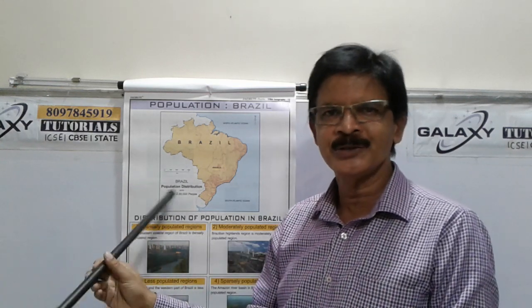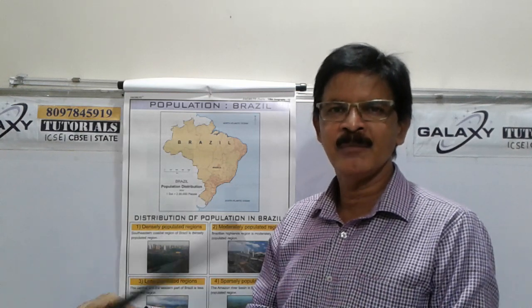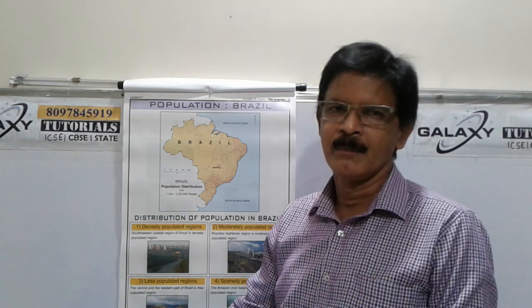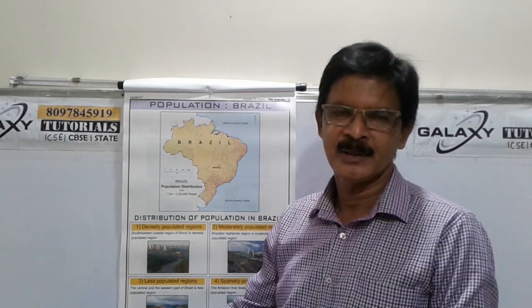Okay, in area Brazil is also 5th in the world, and in population also 5th in the world. The second most populous country in the world has 121 crore people. The 5th has just 19 crores. So just see the difference.